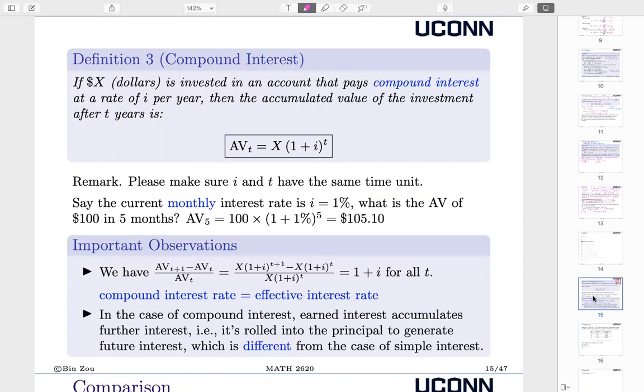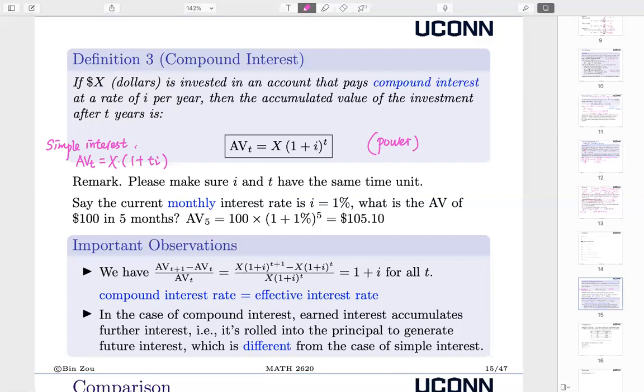Remember, for simple interest, let me write down here, the corresponding accumulated value grows as X times (1 plus Ti). So different forms of interest lead to different formulas of AV, okay? So here it is in power function form, and of course, you can also convert to exponential if you want.